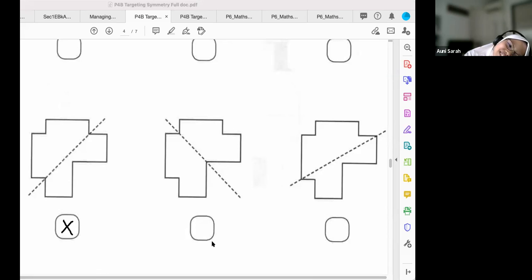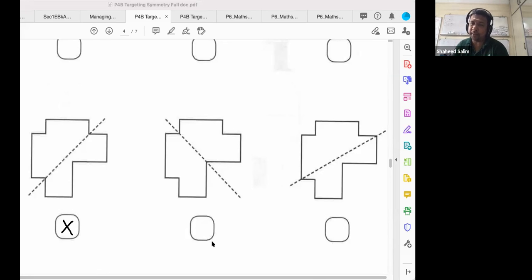Second one, how? Is it the same or not? Amara, what do you think? Second one, Amara. Amara and Auni lah.